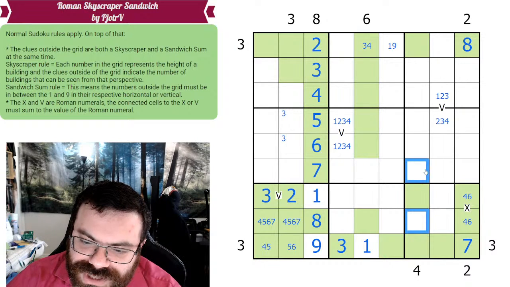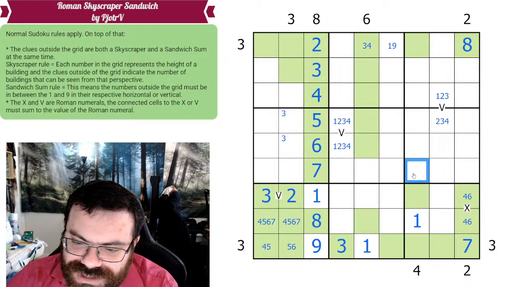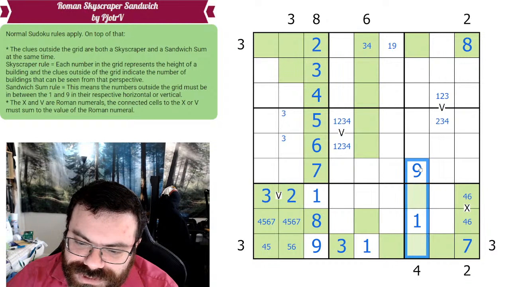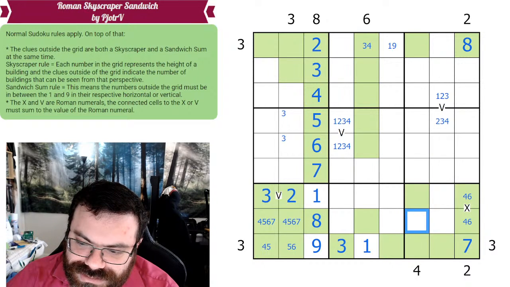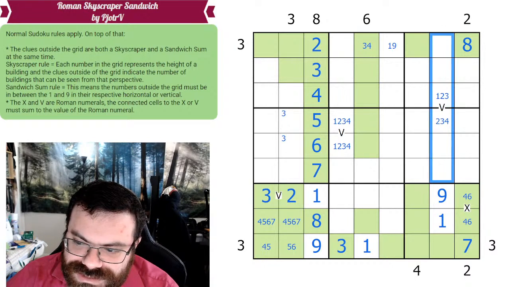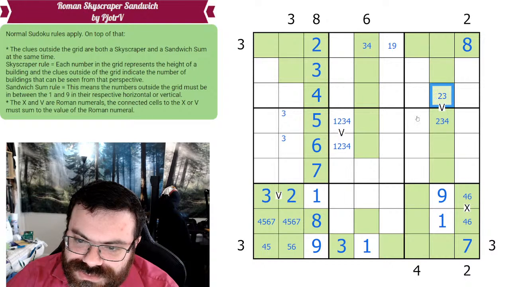I don't think this can be 1-9 like this. So if you think about it, 1-9 like this, how are we going to see 4? This would have to strictly increase, and there's no way that's going to work. So this isn't a 1 or a 9 either. That actually puts the 1-9 here. We know the order. So none of this is 1 or 9, so this is a 2, 3.